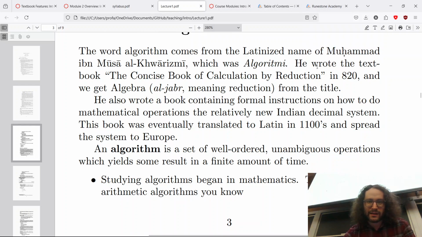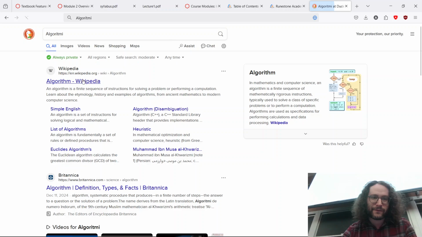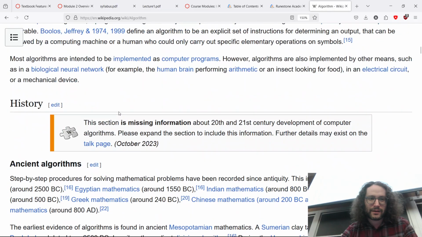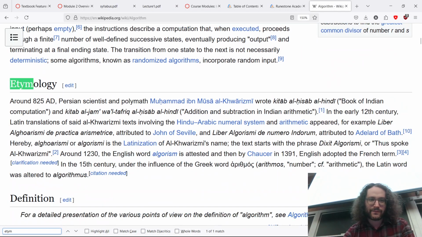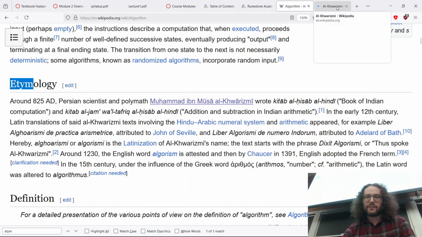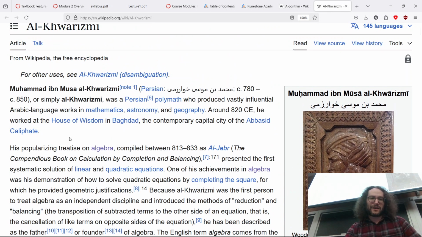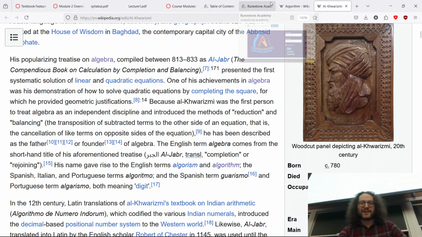So let's see. If we look up algorithm, it should pull him up on Wikipedia. Well, no, it pulled up algorithm. Definition. Etymology. Here you go. See, I'm not making this up. Persian polymath, meaning he was good at a ton of stuff. So he's a very interesting figure in history. Did a lot of mathematics. Yeah, described as the founder or father of algebra. Okay.